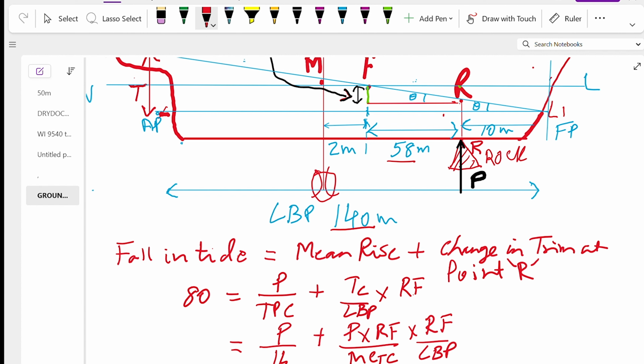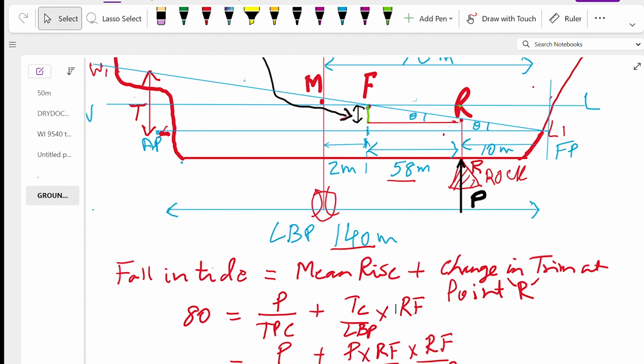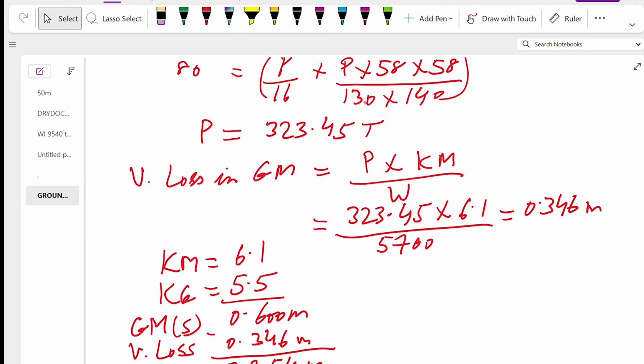So we just fill in here the values and we got the answer of force P, 323.45 tons. We use it in the formula for virtual loss, P into KM upon W, and virtual loss is 0.346 meters. KM minus KG is GM solid. Then subtract this virtual loss due to the upthrust force P. This is the loss, and you get the virtual GM at that point will be 0.254.